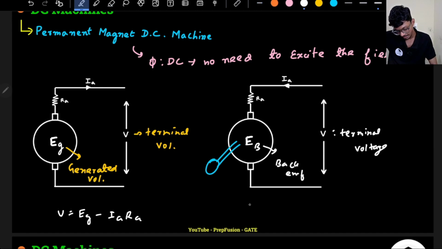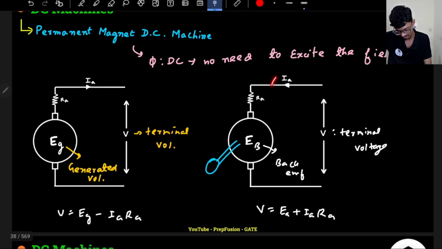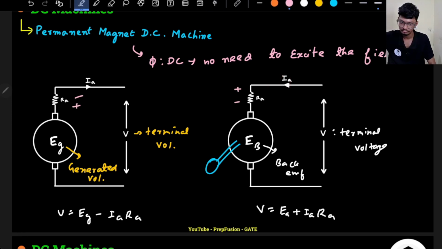And in this case, what will be the terminal voltage? In this case, the terminal voltage will simply be V equals EA plus IA RA, because of the direction of the current. Remember that this is the direction of the current, so the drop will be here like this. Very simple KVL I am using. So this is the motor.